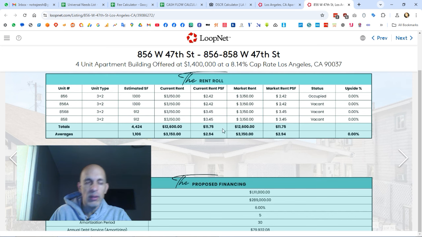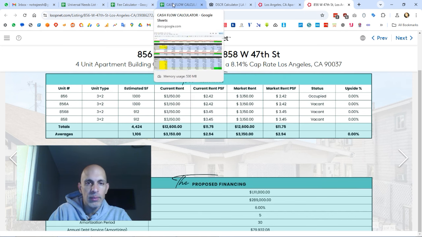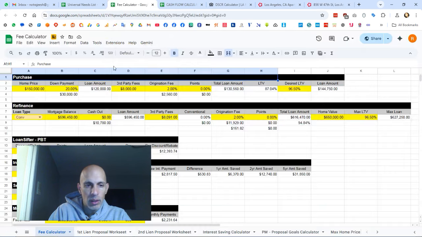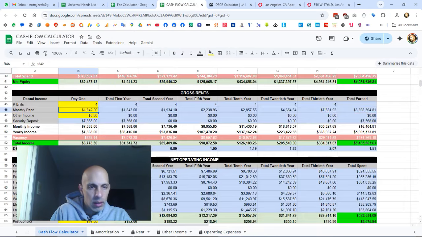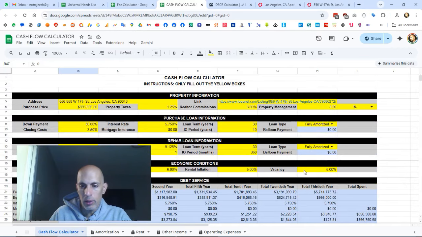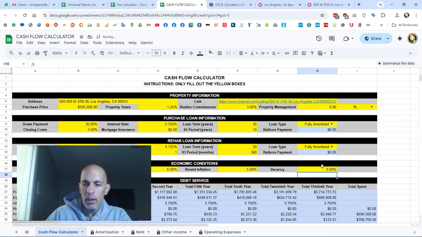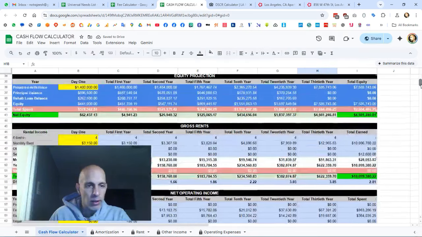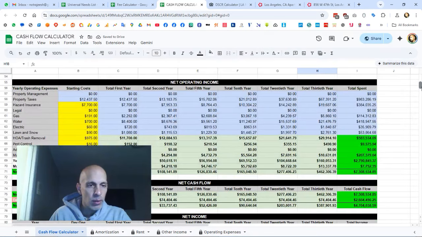So market rents here are $31.50. So we're going to use that here, $31.50. And we're looking at a DSCR ratio, and we're using an 8% vacancy and 8% property management fee. First, I'm going to zero these out so that I can make sure all these other numbers are correct once inputted.